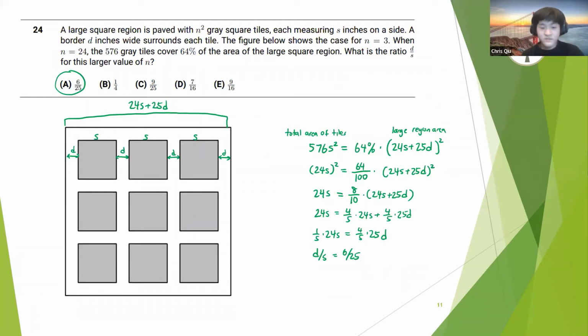Are there any questions for this? If not, we can move on to our next problem, which is the final problem of the 2020 AMC.